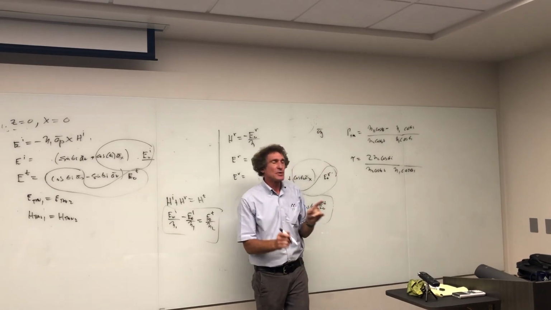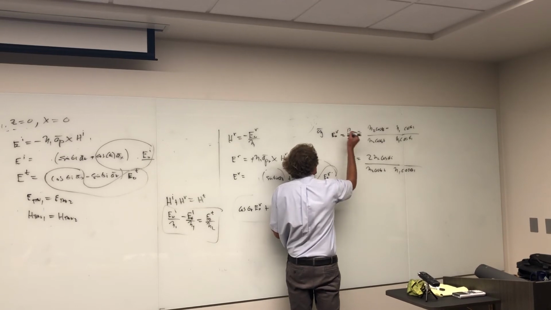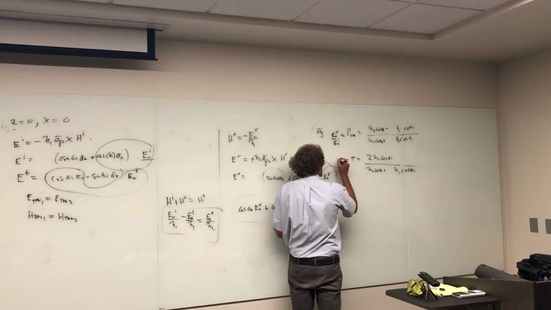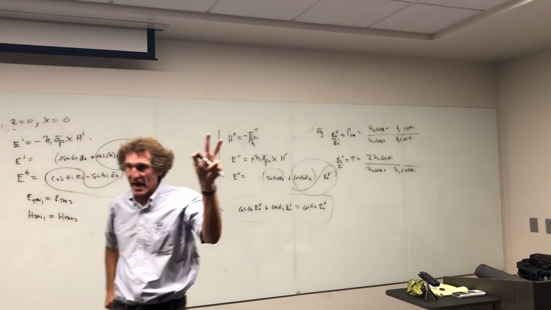By the way, he doesn't put this. What he does is put this down. E naught reflected over E naught incident. And he puts here E naught transmitted over E naught incident. If you look carefully, he does not do the ratio. I like to put gamma and tau.